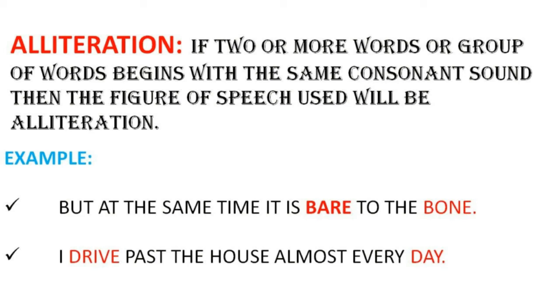One more example, if you take the third stanza, I drive past the house almost every day. Here, drive and day begin with the same consonant letter D. So the figure of speech used here is again alliteration. Next line in the same stanza, the house seems to be a bit brighter. Bit brighter, both these words begin with the same letter, that is the consonant letter B. So again the figure of speech used here is alliteration.